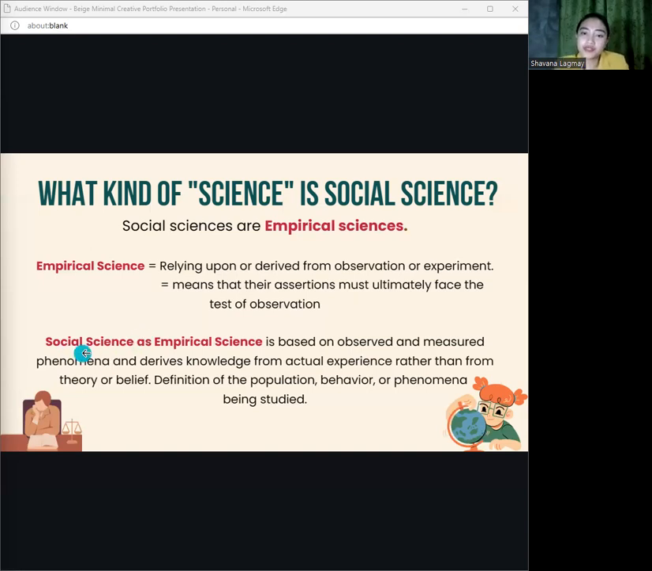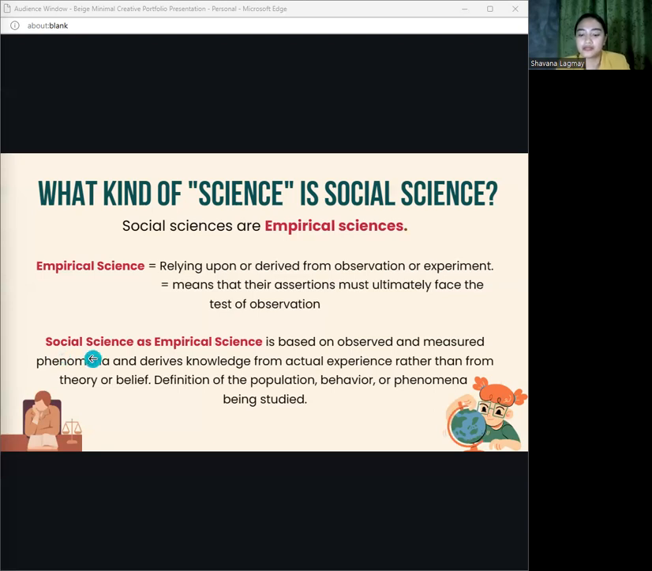So, social science as empirical science is based on observed and measured phenomena and derives knowledge from actual experience rather than from theory or belief. Definition of the population, behavior, or phenomena being studied. So the empirical sciences, they are those that verify or justify their hypothesis through punctual experience and the perception of the world through the senses. So, what is an example of empirical science? Those are physical science and psychology. Yes.